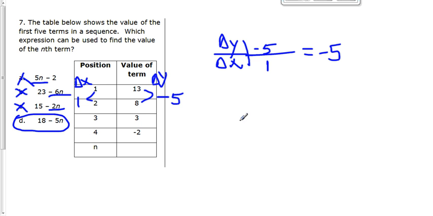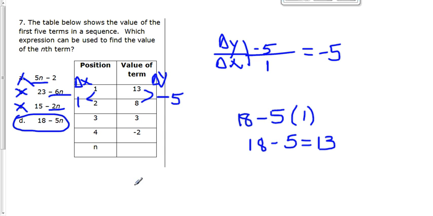Now I can plug it in to try it. 18 minus, or negative, 5 times 1. Well, 5 times 1 is 5. I bring everything else down. Okay, so that's still 18 minus 5, which is equal to 13. So it worked. Okay.